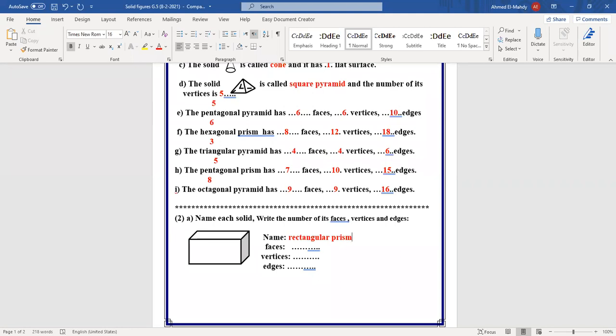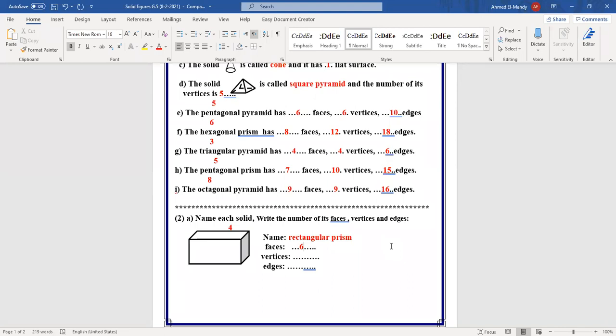The name of this solid is rectangular prism. It means the base of this solid is a rectangle. How many sides in the rectangle? 4. We have 4 sides. To find the number of faces, what will you do? Multiply... plus 2. 4 plus 2 equals 6.